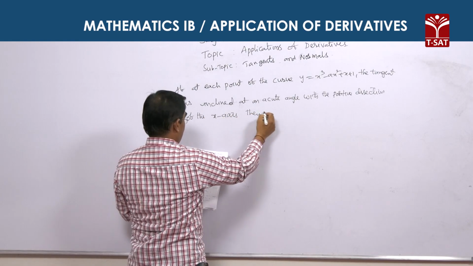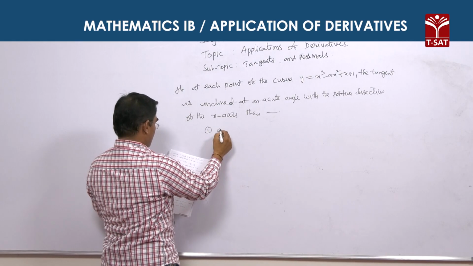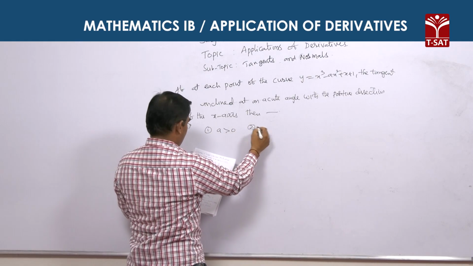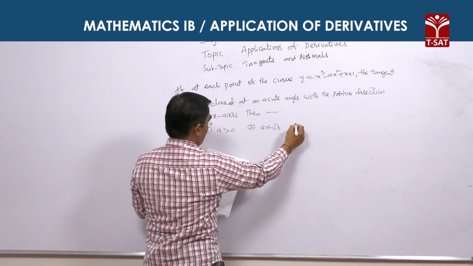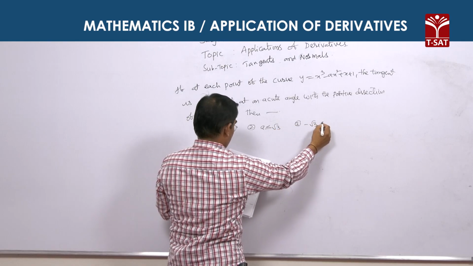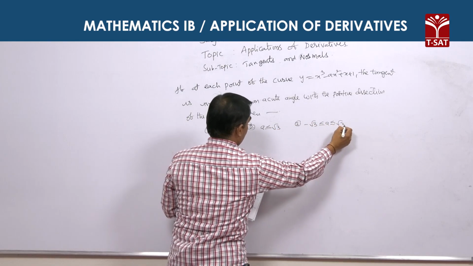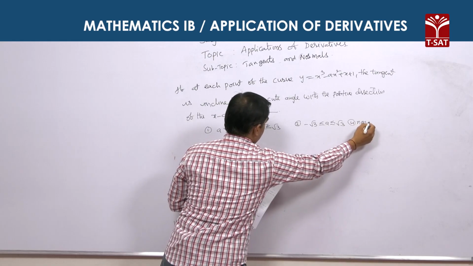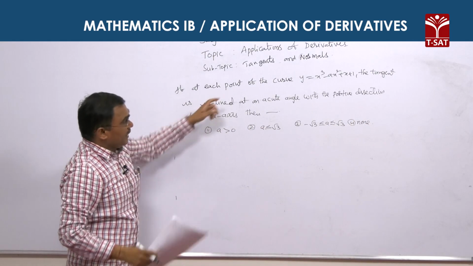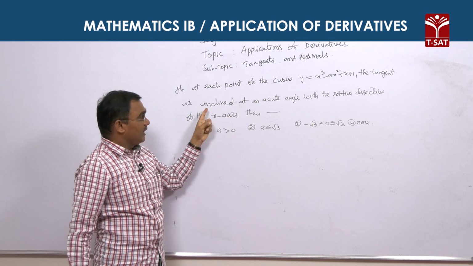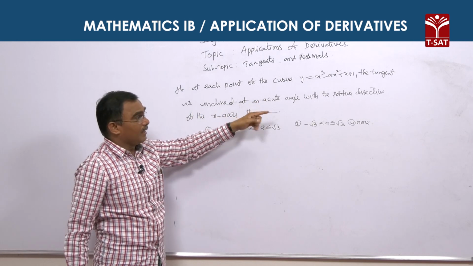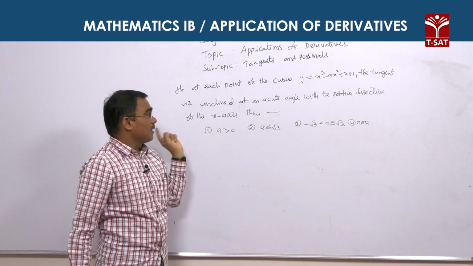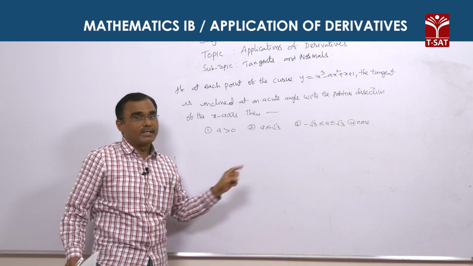then dash. First response is a positive, second response is a less than or equal to root 3, third response is minus root 3 less than or equal to a less than or equal to root 3, fourth response is none of the above. At each point of the curve, the tangent is inclined at an acute angle, less than 90 degrees, with the positive direction of the x-axis. Then what is the condition?